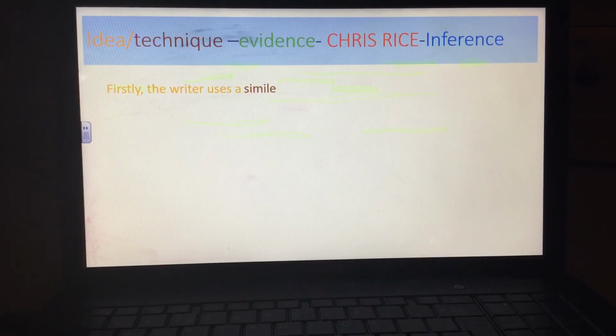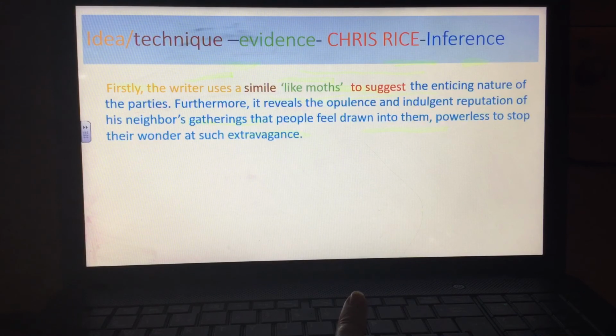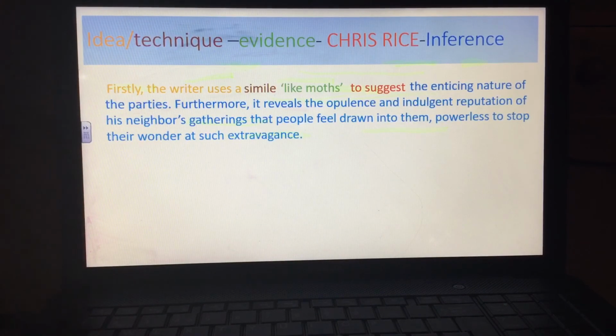Firstly, so I'm just using that very simple connective to get my answer started. The writer uses a simile. Okay, I've got my short quote, like moths, to suggest, so my key word there, the enticing nature of the parties. So I'm using that vocabulary. I'm thinking about the fact that people want to come here. I'm going to take that a bit further. I don't think it's enough. Furthermore, it reveals, I'm going back to my key word, the opulent and indulgent reputation of his neighbour's gatherings, that people feel drawn into them, powerless to stop their wonder at such extravagance. Okay, and there's one of my chains. I'd need 3 more of those and an overall idea to get my 8 marks.